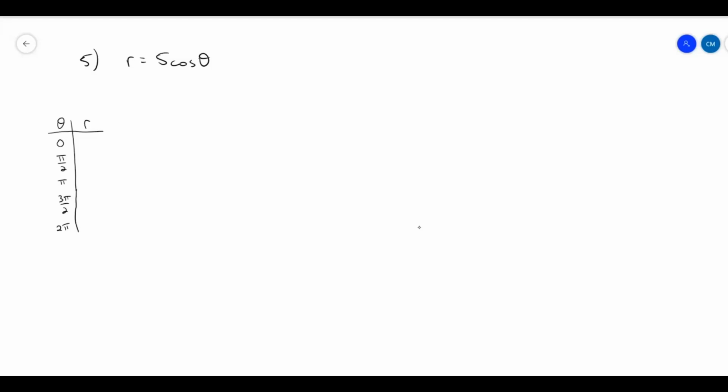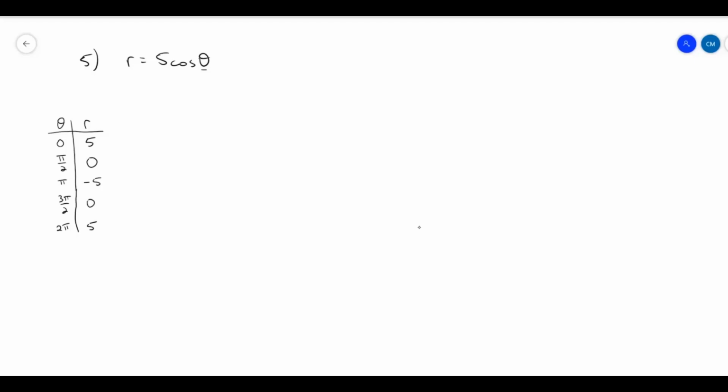So if theta is 0, plug in 0 there. Cosine of 0 is 1, right? So that's going to give me an r value of 5. What about pi over 2? What's the cosine of pi over 2? It's 0, and so that's going to produce an r value of 0. When I take the cosine of pi, it's -1, so I'm going to have a -5 there. 3 pi over 2, it's going to go back to 0. And then finally for 2 pi, it's going to be back to 5 again.